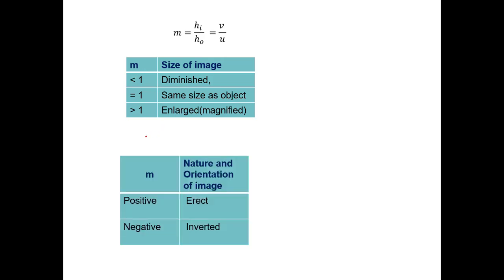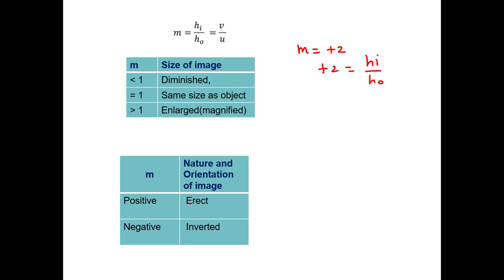What about the sign of m? If m is positive, then it's an erect image. We've said that if m is positive, so let us say m is plus 2, that means plus 2 is equal to hi upon ho. ho is always positive, and if this is plus 2, then hi also has to be positive. So that would mean an erect image. And if m is negative, that would mean an inverted image.